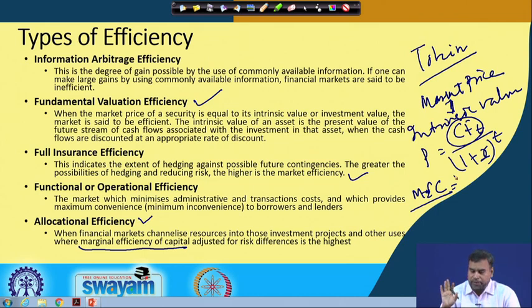So, here what we are saying is that whenever you put one extra unit, or extra rupee, on a particular investment, how much extra return am I going to get, adjusted to the risk I am facing? Wherever that 1 rupee gives me the maximum, if it is giving the maximum, then we can say that the market is efficient from the allocation point of view. So, that is another concept which we always discuss in this regard.